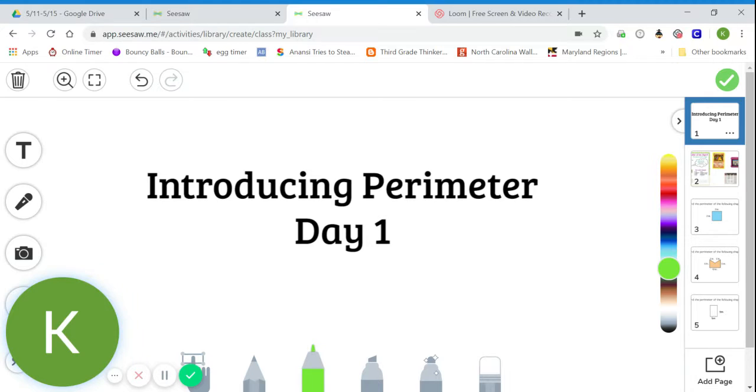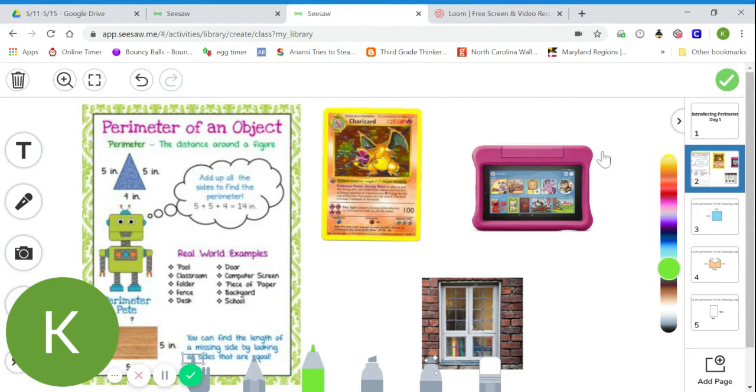This week, we're going to be talking about perimeter and area. So today, we're going to focus on reviewing how we find perimeter. Perimeter is the distance around a figure, or I could say the distance around a shape. It's the outside of the shape that we're most concerned with. Add up all of the sides to find the perimeter.